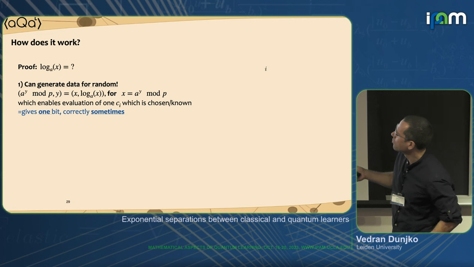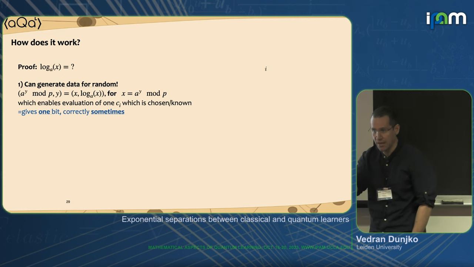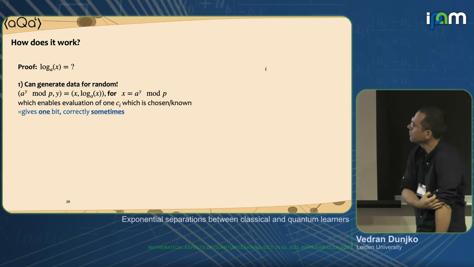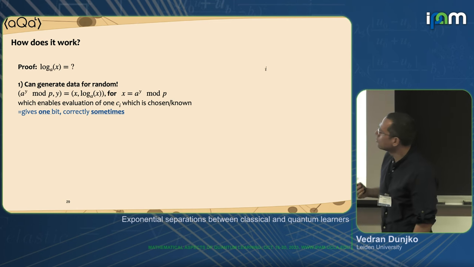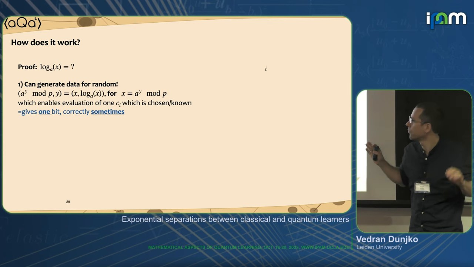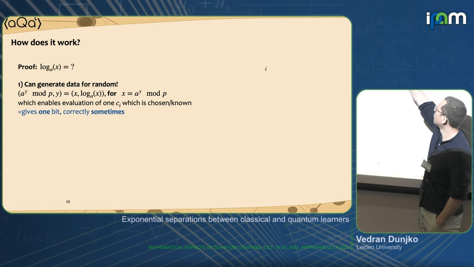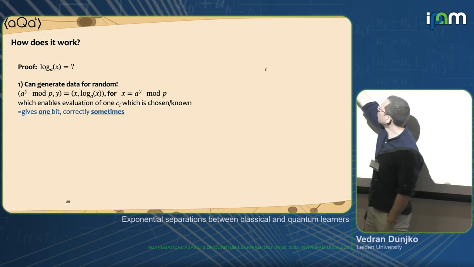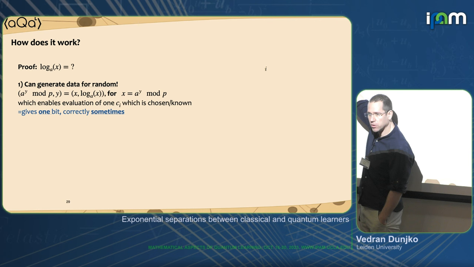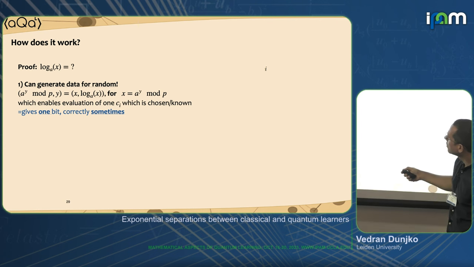So let's say that I want to compute this log of a of x. That's the thing that we believe we cannot do. So I'm building towards a contradiction. The one thing that I can do now, I don't have data, right? It's a learning problem, but I don't have data. But I can make it. Why? I certainly cannot take uniformly random x and compute log. But I can take a uniform random y and compute the inverse of log. That's easy.